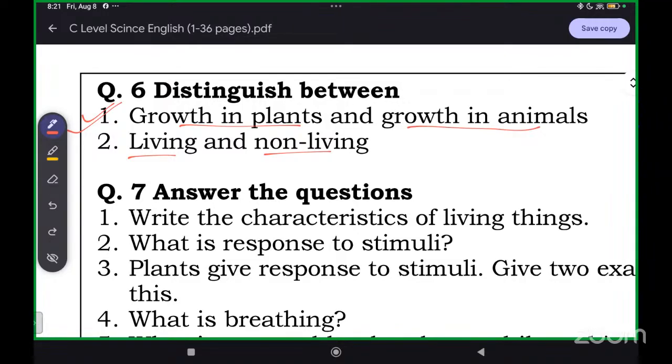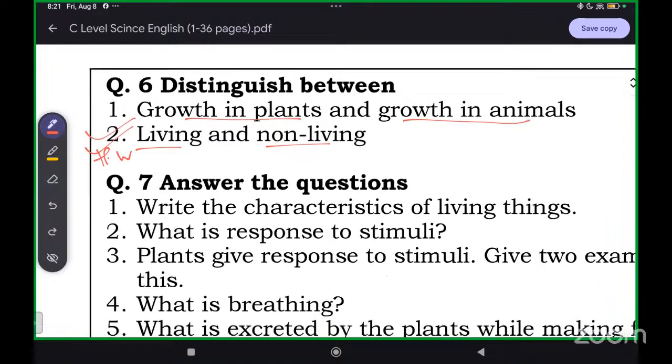Living things breathe, non-living things do not breathe. Living things reproduce, non-living things do not reproduce. Living things have a response to stimulus, non-living things do not have a response to stimulus. So that way you can just write it down. For distinguish between, the first I'll give you, the second one is homework.